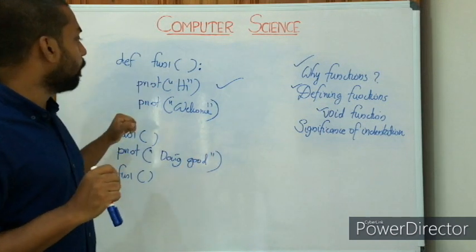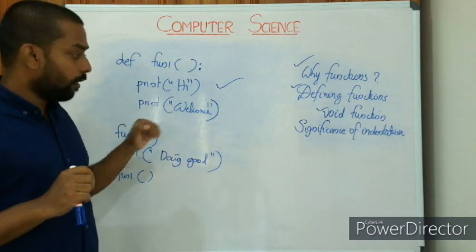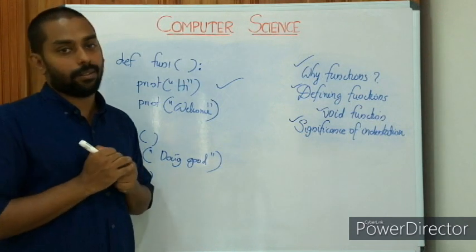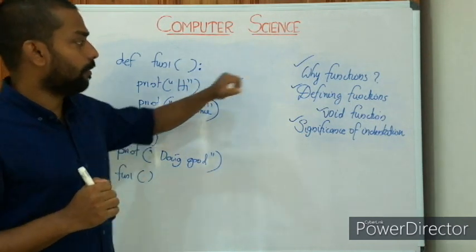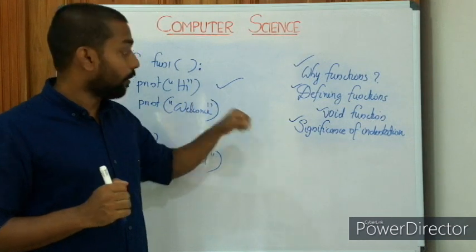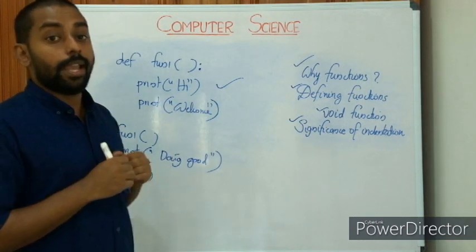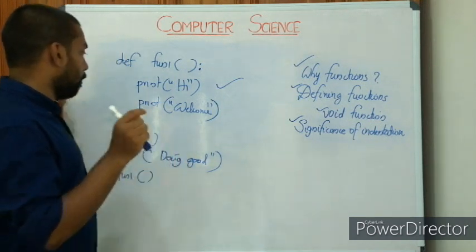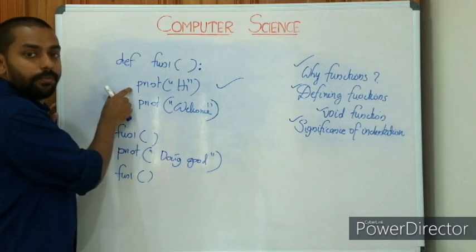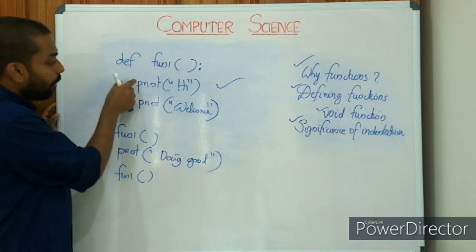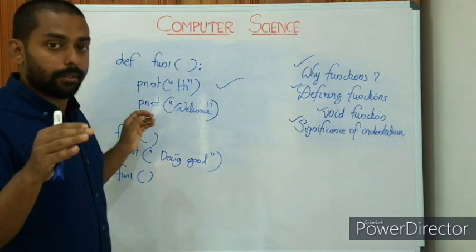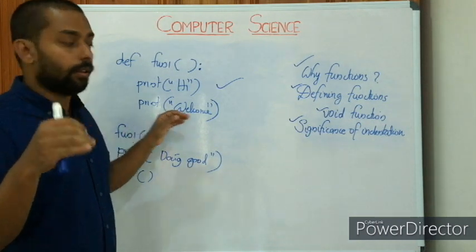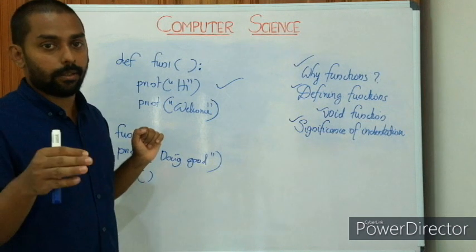So this way we can define functions, and that is the significance, or importance, of indentation. So this is all about today's topic. We can have a revision on the significance of indentation. Indentation means spacing, and we are adding tab space. We know a tab consists of 4 spaces. So every statement should be added after a tab space. That is how we can ensure indentation or spacing.